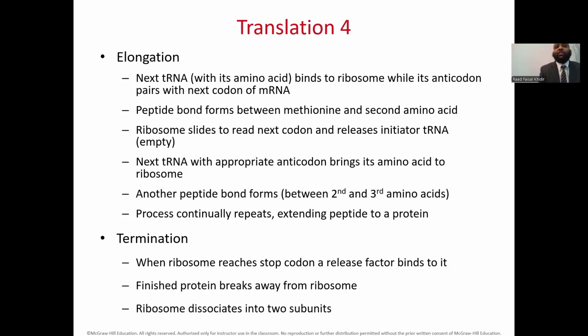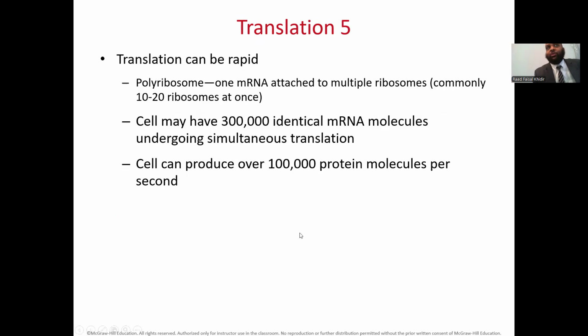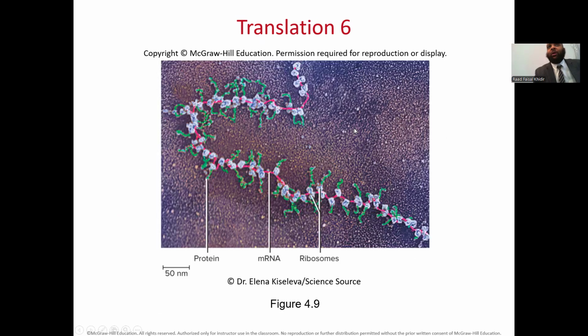And in termination, when the ribosome reaches the stop codon, a release factor is going to bind to it. And when we finish, the finished protein is going to break away from the ribosome, and the ribosome is going to dissociate into subunits. So translation can be rapid, and the cell may have about 300,000 identical mRNA molecules.